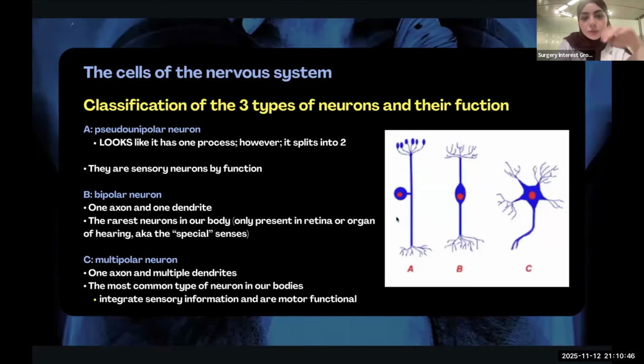It looks like it has one pole, but it's not actually unipolar. It splits into 2, right? So this means that it's pseudo-unipolar. It's fake unipolar. Sometimes people just call it straight up unipolar. Don't get confused. It's pseudo-unipolar.